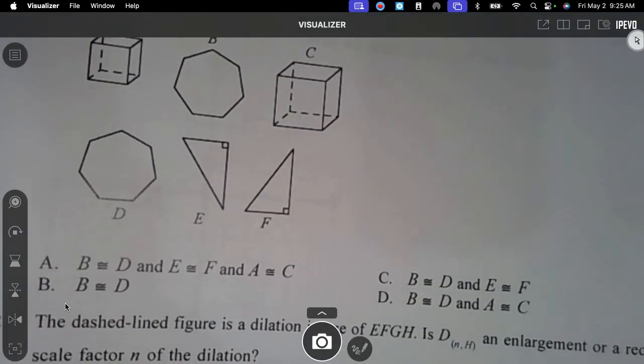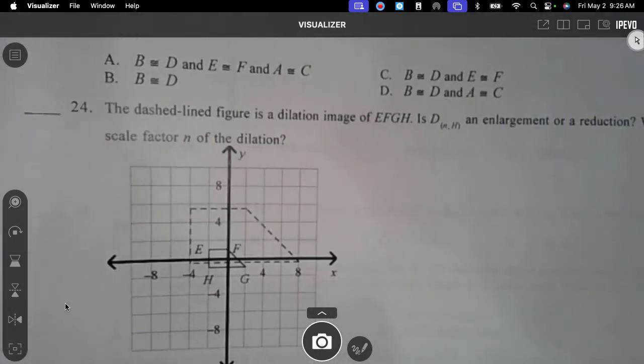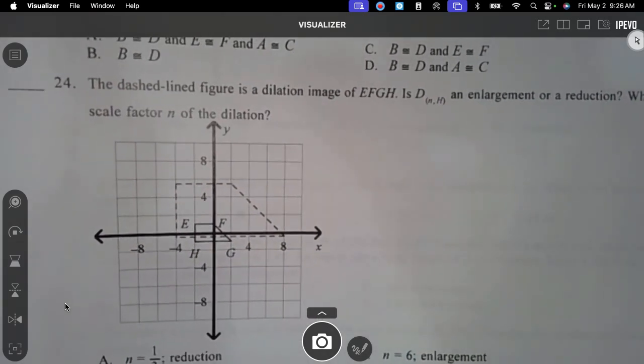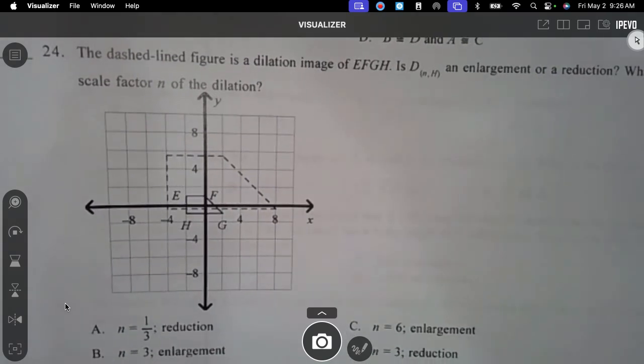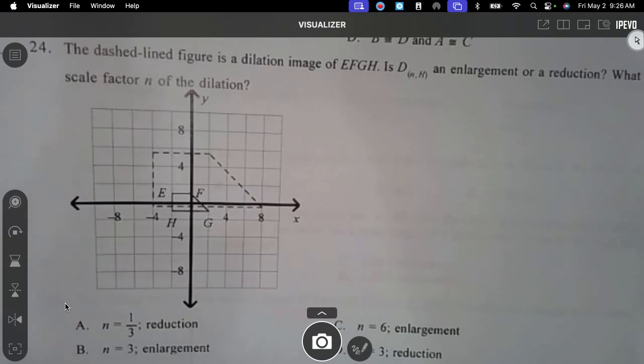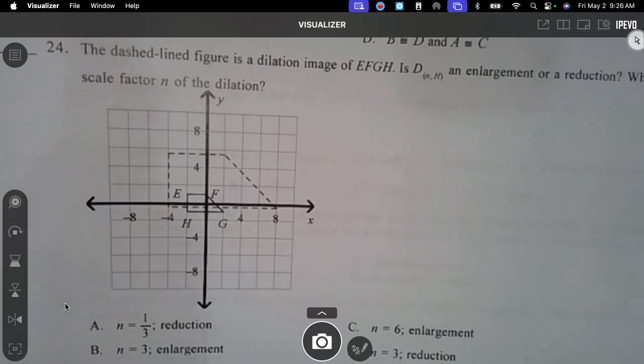All right, next one. Now we're starting our scale factors. Okay? Or dilation. So it says the dashed line figure is a dilation image, is the image of EFGH. So that means I start at the black figure. Is everybody okay with that? The solid one? Because your image is your new thing. So is this dotted figure enlargement or reduction? Yeah, it got large, right? It got bigger. So that is going to narrow your choices down to either B or C already.